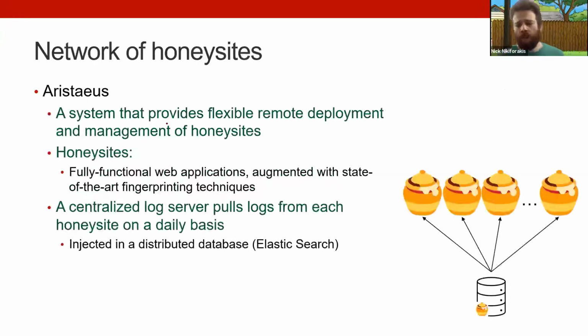So we set out and we built this system that we call Aristeos. Aristeos is a minor god in Greek mythology who was the protector of beekeepers. And so our system is pretty much relying on this idea of using deception for security. Specifically, the system is providing a flexible deployment and management of honey sites.